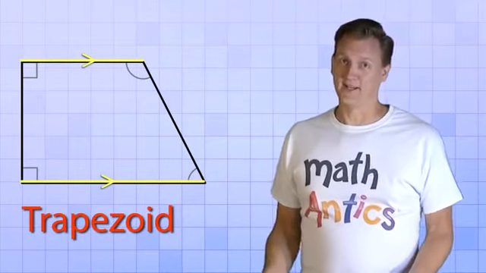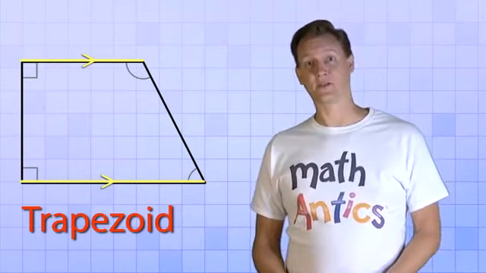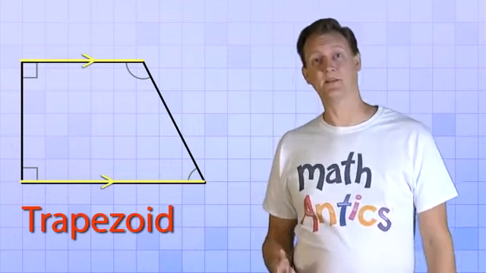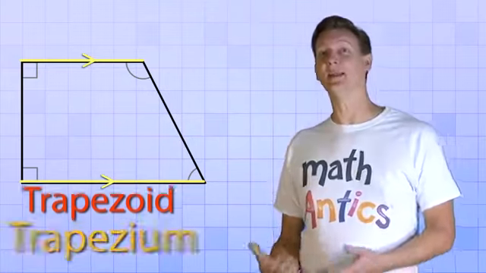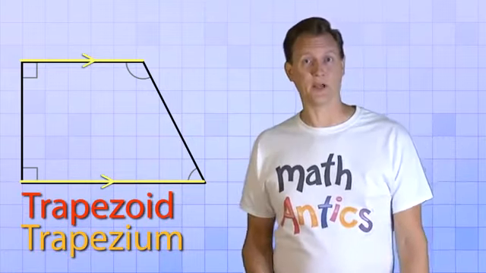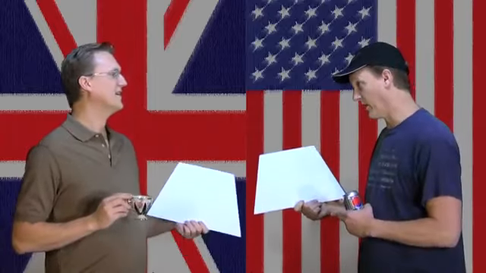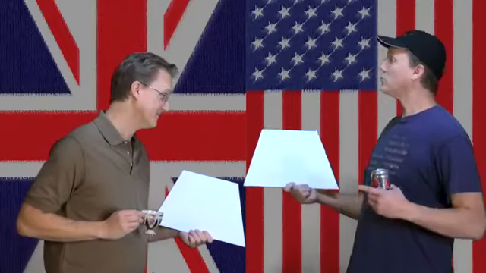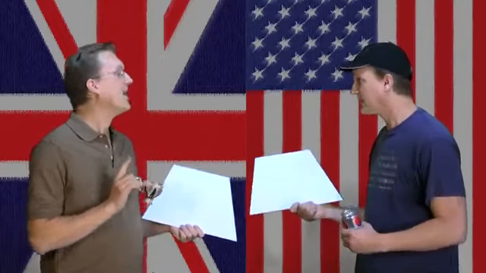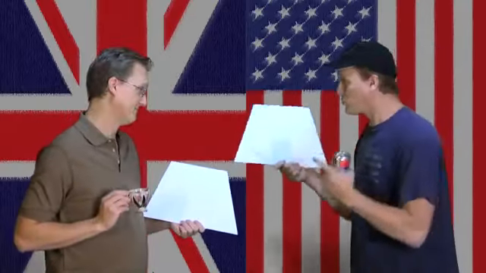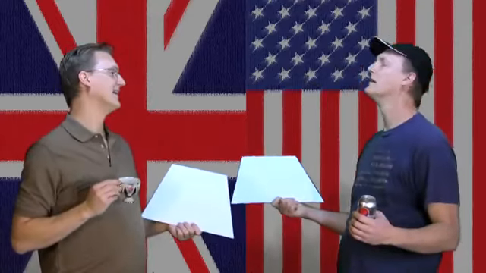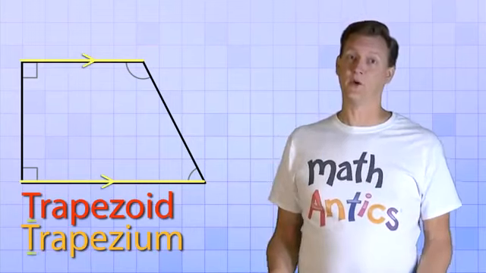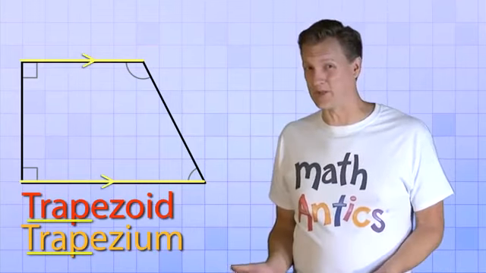Well, actually, this is where classifying quadrilaterals gets a little messy. That's because this sort of shape is called a trapezoid in America, but it's called a trapezium in other countries, like the UK. Trapezoid. Trapezium. Trapezoid. Trapezium. It's a trapezoid! At least they both start with the word trap, so it's not too confusing.